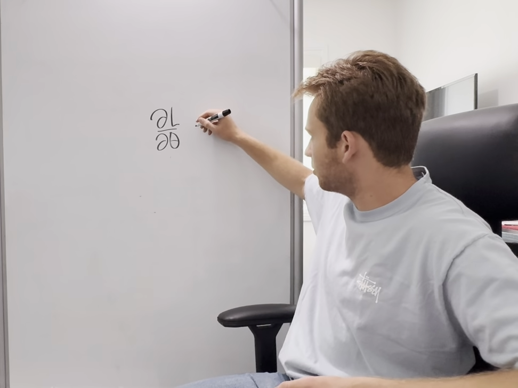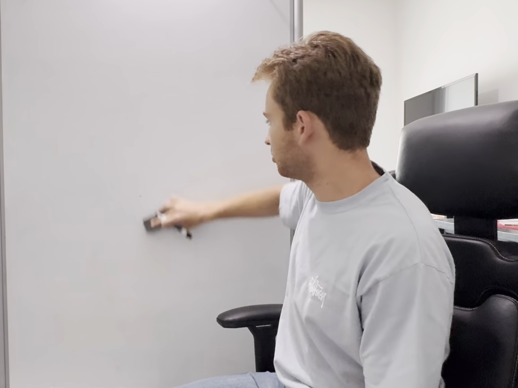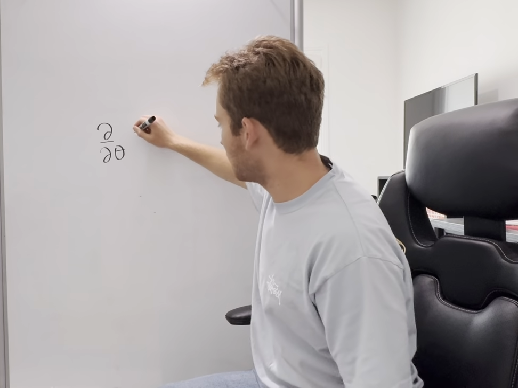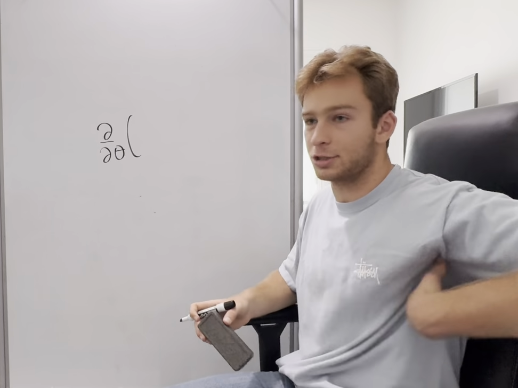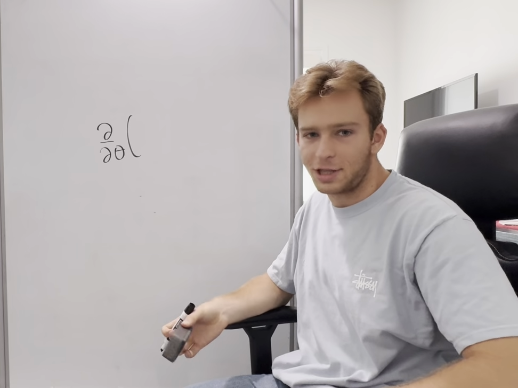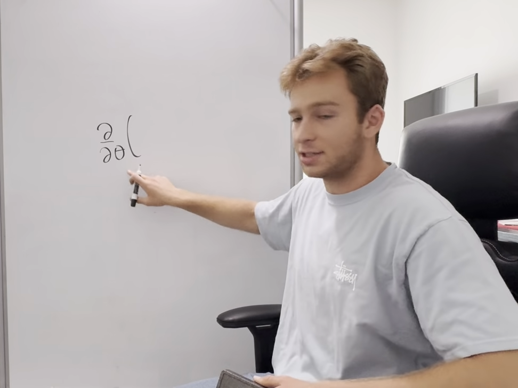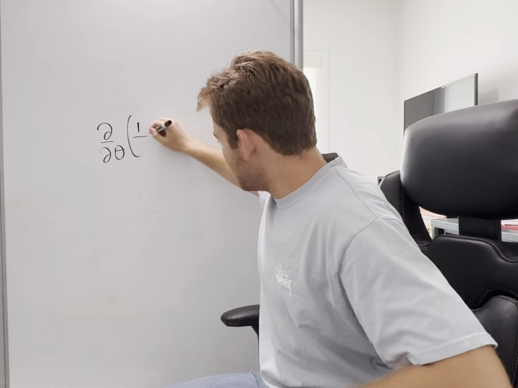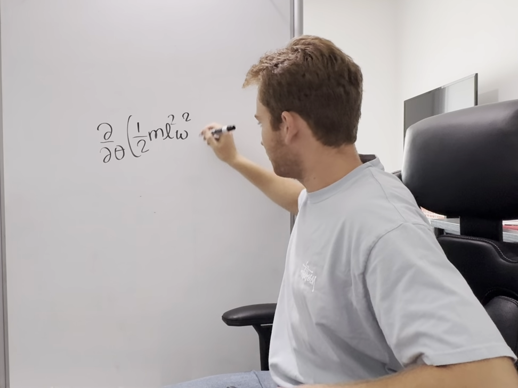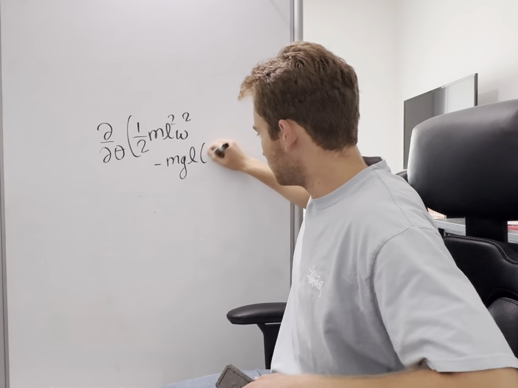But that's for after. So how do I compute dL by d theta? Well, you just take the partial derivative with respect to theta of that Lagrangian. Now, if you're confused on what a partial derivative is and how it differs from a regular derivative, I have a video for that on my channel, and that explains what this is. Anyways, we're going to plug in the Lagrangian. This is 1/2 m L squared omega squared minus mgL times 1 minus cosine theta.